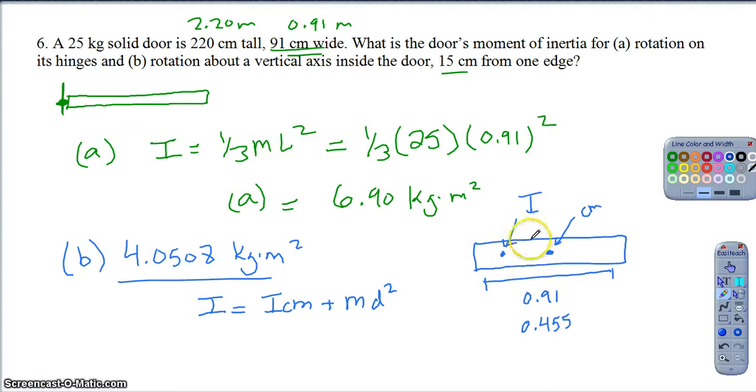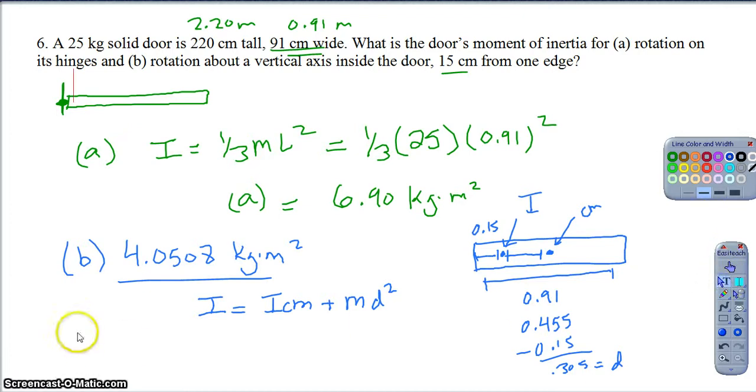And then how far would it be from this arbitrary point that I'm choosing to the center? Well, this point here is 15 centimeters from the edge of the door. So it's just the difference between those two: 0.455 minus 0.15. And so we get this distance d, which is 0.305 meters from the center of the door. So that's going to be d for us. That's going to tell us how far away from that central axis we are.